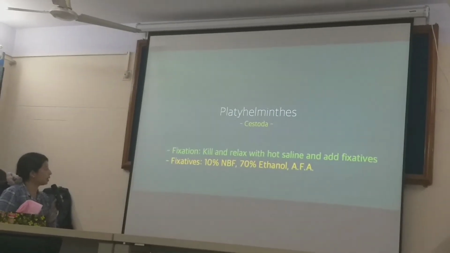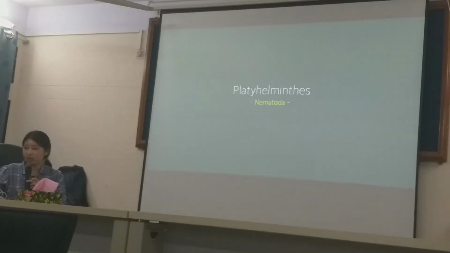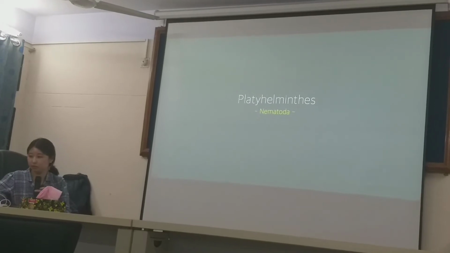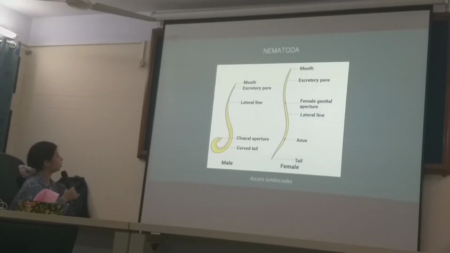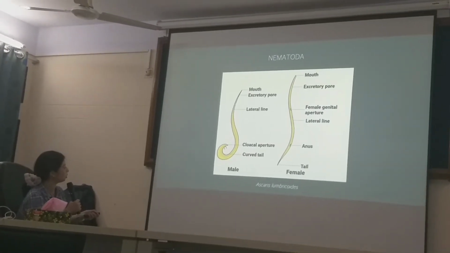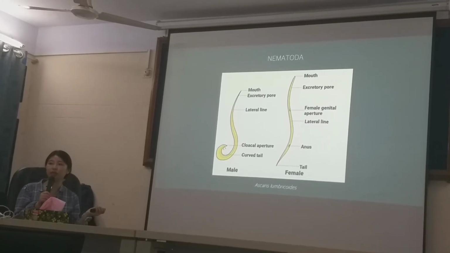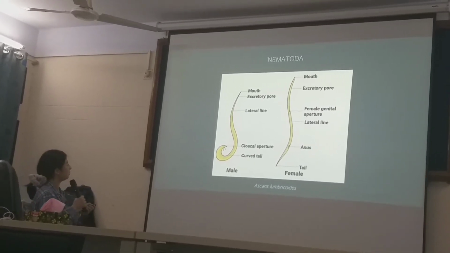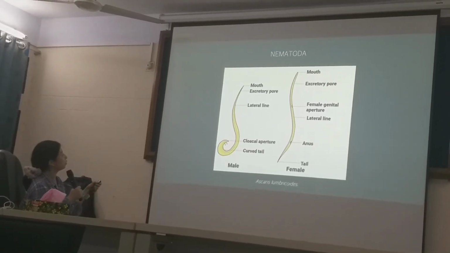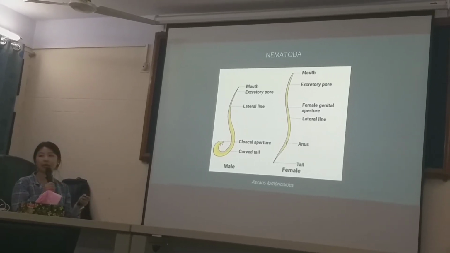So this is the same method as for trematodes. And next we will move to the nematode. This is one of the typical forms of the nematode, Ascaris lumbricoides. Actually, this is not a fish parasite. This is a human parasite. Anyway, in this picture, I want to show you how to differentiate female and male.